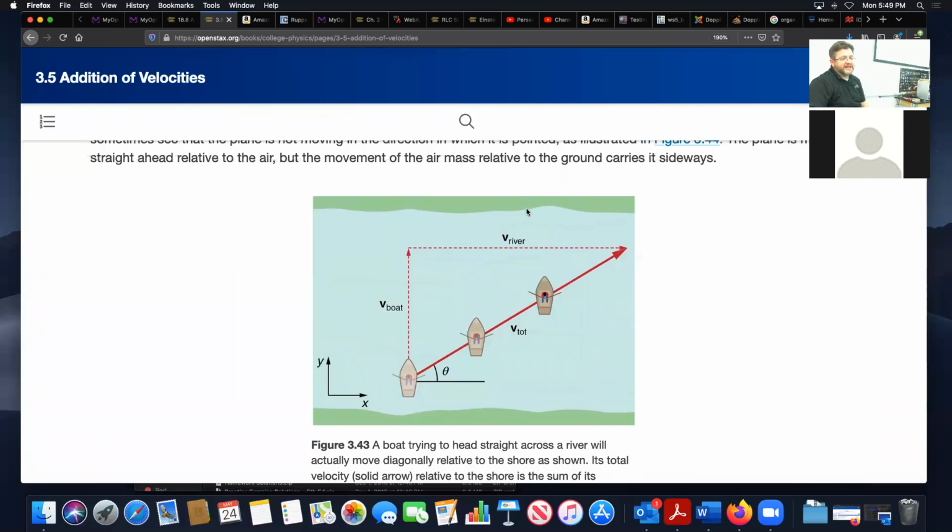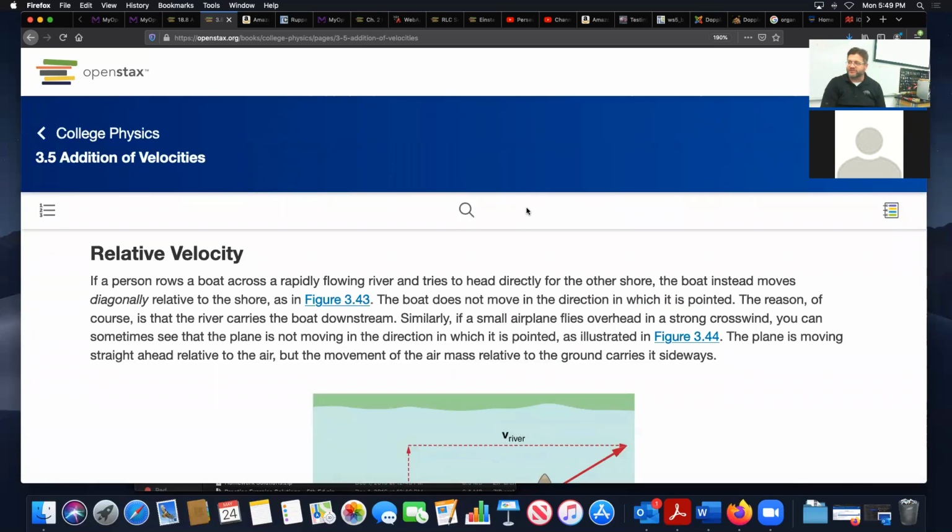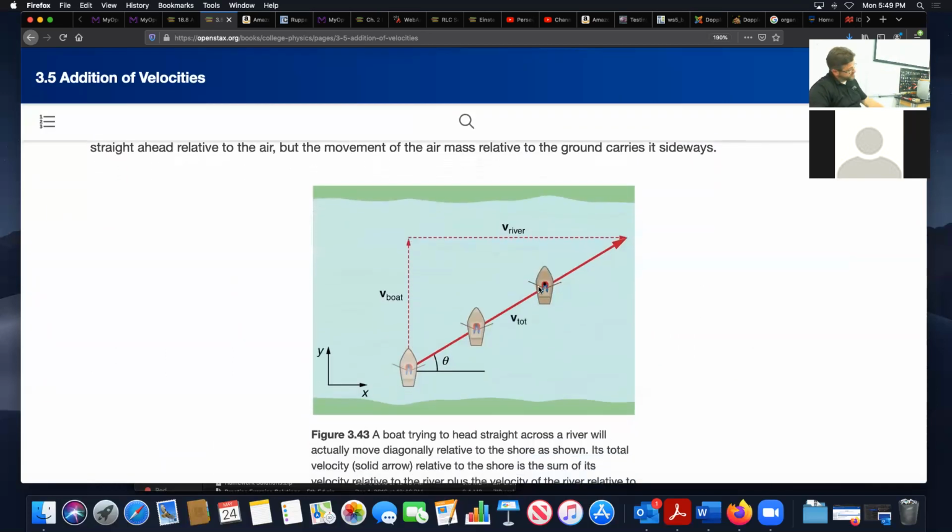All right, so now we're going to get into the last section, which is the addition of velocities. We're going to learn our first thing about relativity. It's pretty straightforward. Here's an example. We have a boat traveling across a river, but because the river is moving and the boat is moving, there are two velocities to the boat.